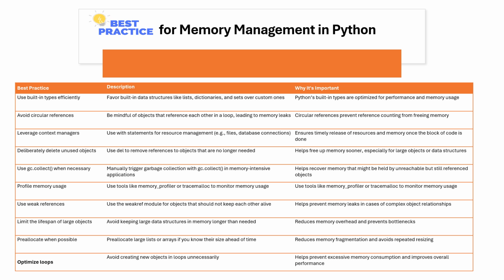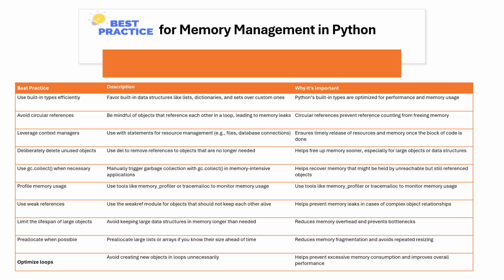Leverage context managers by using with statements, especially for resources like files or databases. We make sure that memory is released as soon as we are done with the resource. Next, deliberately delete unused objects. It's a good habit to manually delete objects we don't need anymore, especially large ones. This helps free up memory sooner.